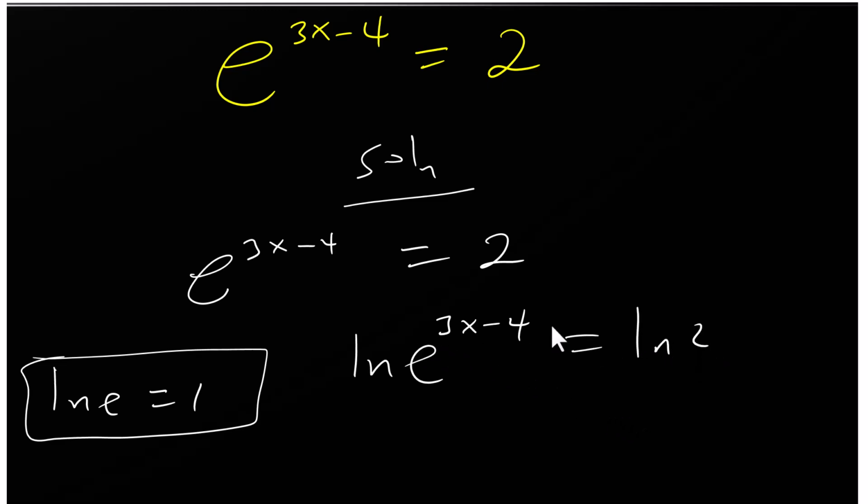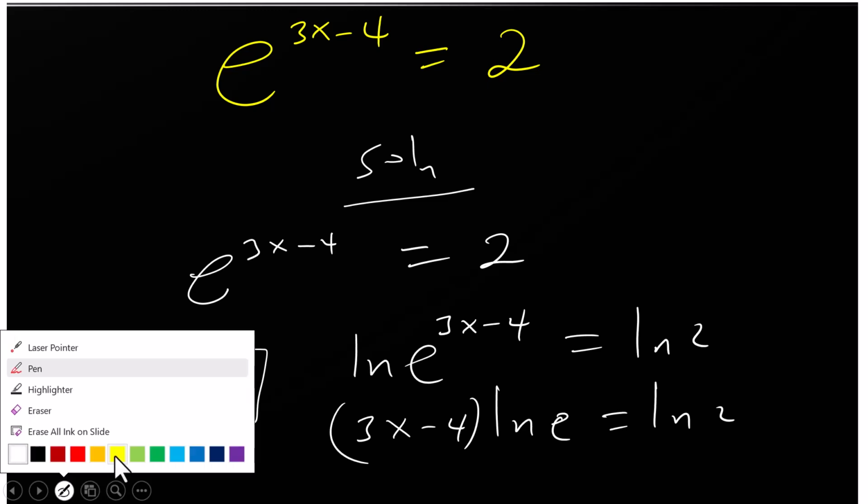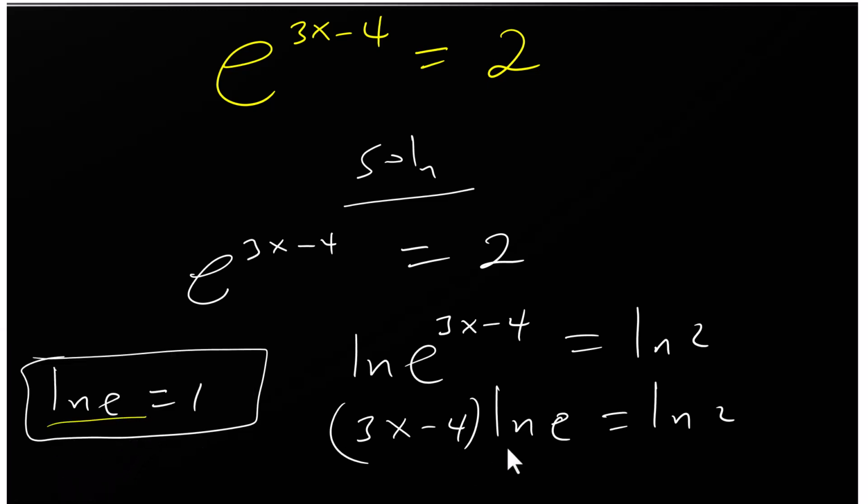So don't forget that this one is a power rule. That will be 3x minus 4 times ln of e equals ln of 2. Remember the property here. So this side will go to 1. That will be 3x minus 4 equals ln of 2.